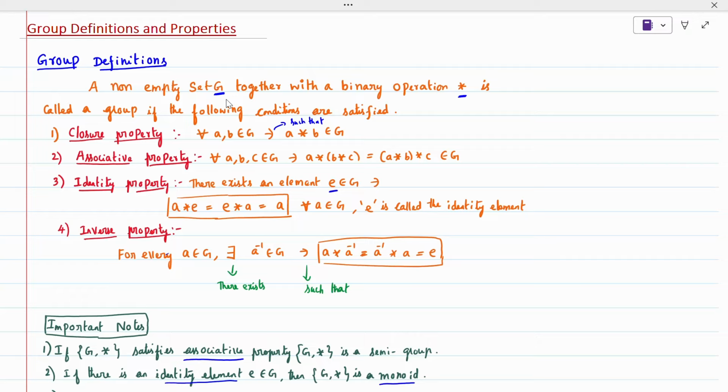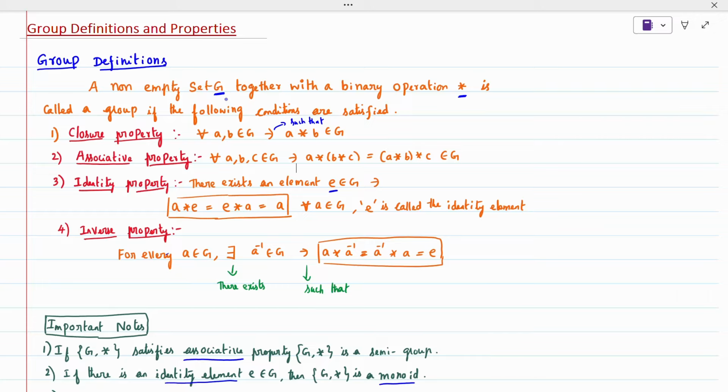The fourth property, inverse property. For every element A belonging to G, there exists A inverse, which also belongs to the group G, such that A star A inverse equals A inverse star A equals E, the identity element. It's called the inverse property.